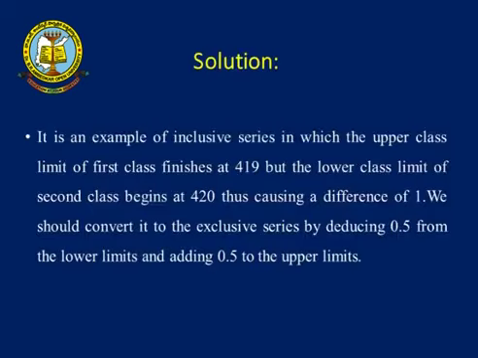It is an example of the inclusive series in which the upper class limit of the first class finishes at 419 but the lower class limit of the second class begins at 420, thus causing a difference of 1. We should convert to the exclusive series by deducting 0.5 from the lower limits and adding 0.5 to the upper limits. Lower limit ki 0.5 ni decrease cheyali, next upper limit ki 0.5 ni add cheyali.